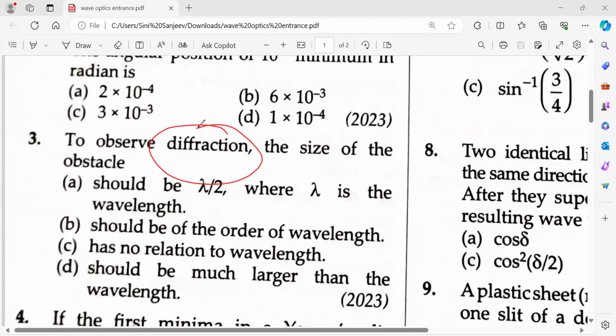So again, coming to my question here, eliminating. Option C is wrong, it has no relation to wavelength. Size of obstacle should be much larger than wavelength? No, nothing like that. Diffraction can be observed anywhere. Under the table also we can observe, and under the chair also. The size of the object is not at all a big thing. Option should be lambda by 2? Nowhere have we studied that it should be lambda by 2. No condition is there. So the only answer is option B. Option B is the right answer, strictly by elimination technique.